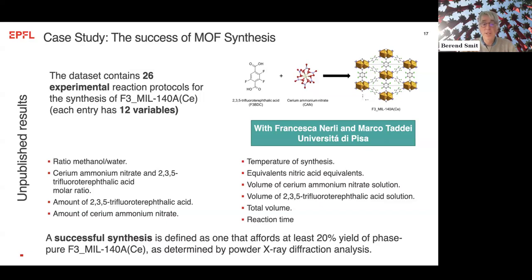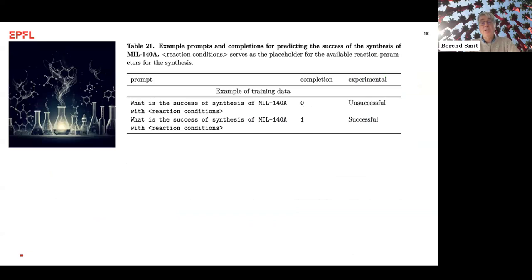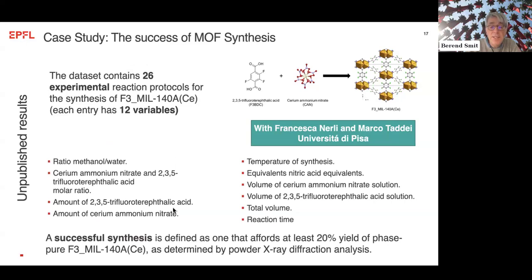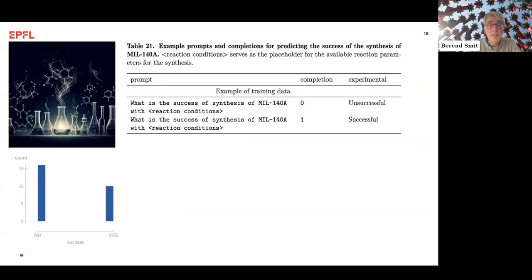And the interesting thing is, also with these machine learning models, you need to learn from things that don't work, and not only from data that works. So these are relatively small data sets. But the way we then fine-tune this model is we make again a sentence. What is the success of the synthesis of MIL140A with reaction conditions? And in these reaction conditions, you then put these type of data in. Okay? And here are then the results.